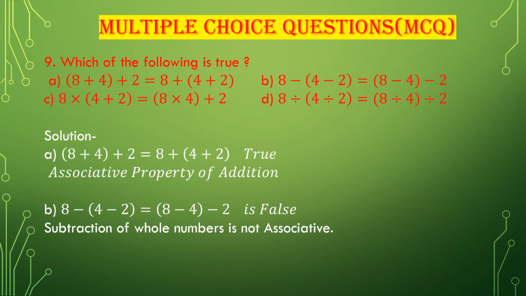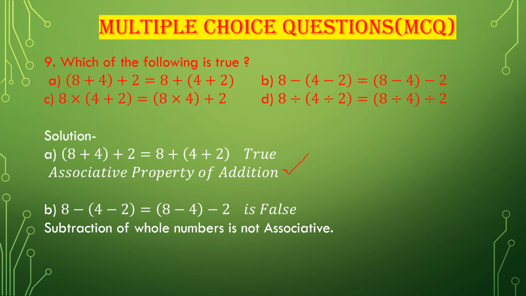Now we will solve question number 9. Question number 9 is, which of the following is true? First, option A is (8 plus 4) plus 2 equal to 8 plus (4 plus 2). And this is the true statement, as (8 plus 4) plus 2 equals 8 plus (4 plus 2). And this is the associative property of addition of whole numbers.